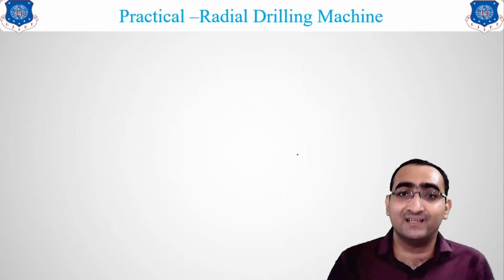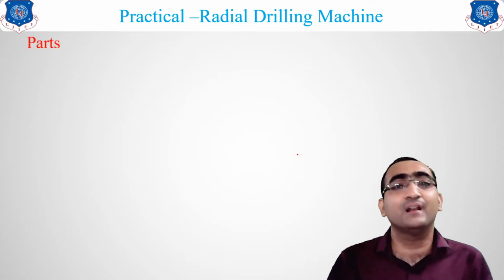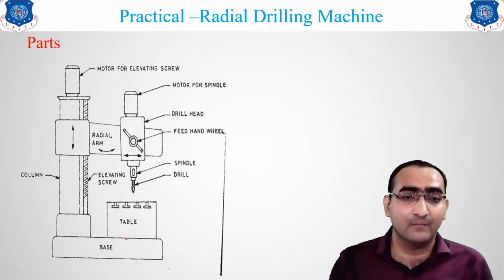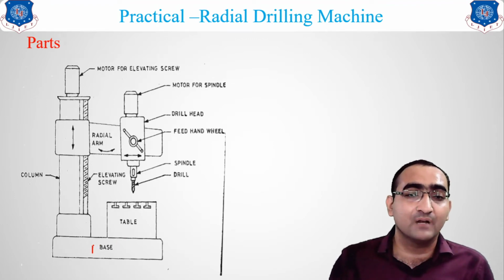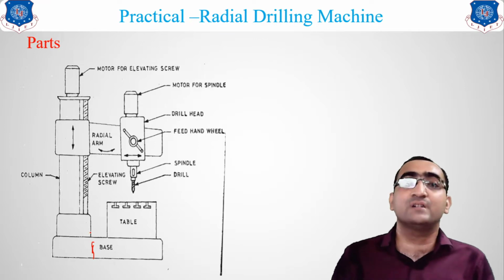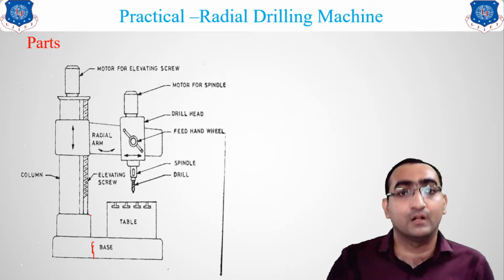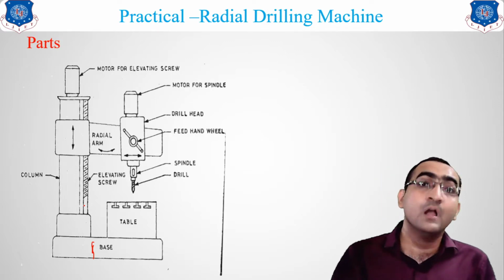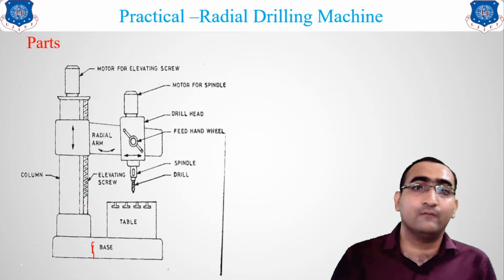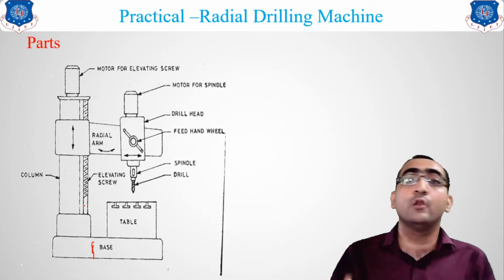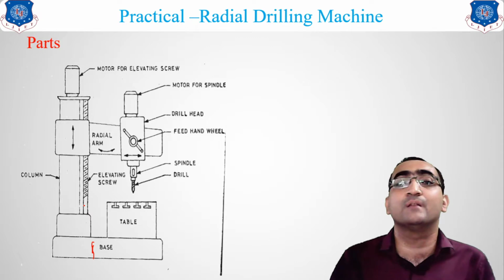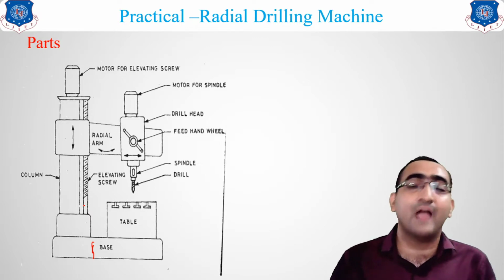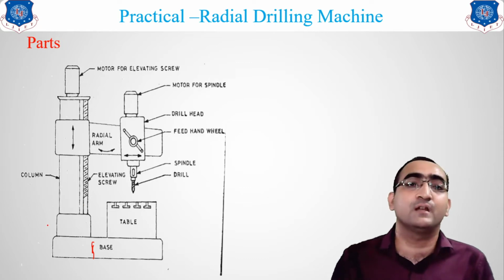Now let us see the different parts of this radial drilling machine. These are the schematic diagram of your radial drilling machine. The first main part is the base. The base is made of grey cast iron casting. The whole load of the drilling machine is on the base, so the base absorbs the load and also absorbs the vibrations of this machine.